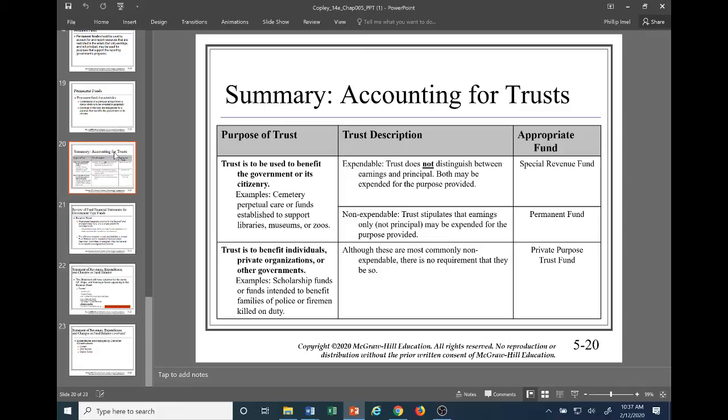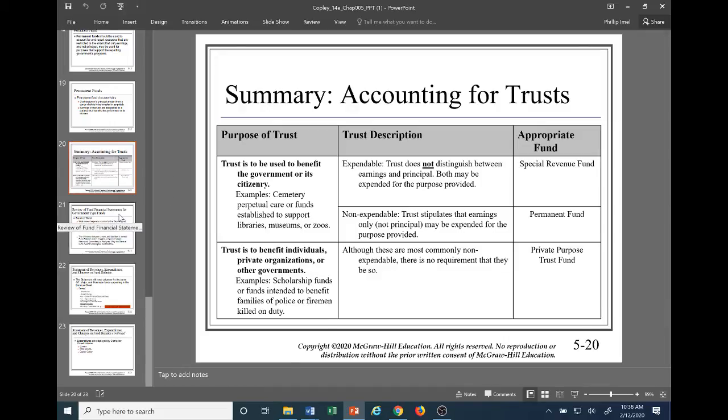So if it's to benefit the government or its citizenry, what type of fund are we going to use as a trustee? Governmental fund. It's going to fall between what two types? Special revenue or permanent. What deciphers which one it goes to? Whether the principal is expendable or not. Right. And then if it is for the benefit of an outside government or a third party or something of that sort, what type of fund are we going to use? Right. And there's really no stipulation whether it's non-expendable or expendable, really. It's up to the donor. But it usually is non-expendable. And what type are we going to use? A special purpose trust fund, right? Sorry, private purpose trust fund.